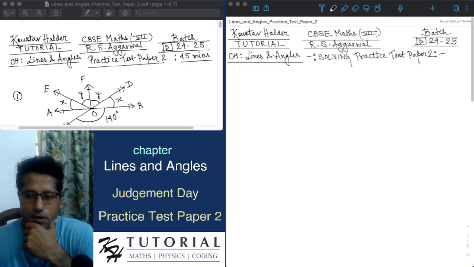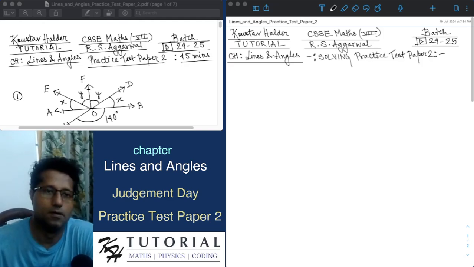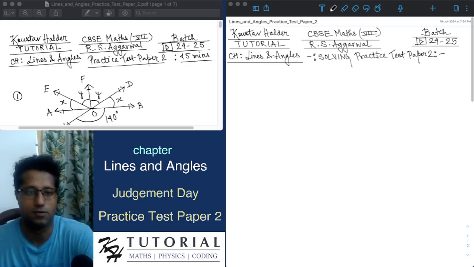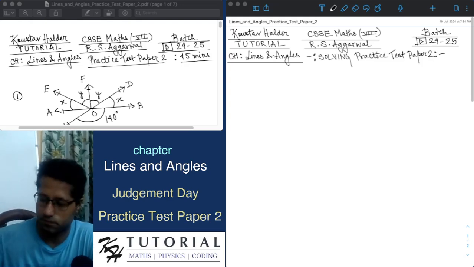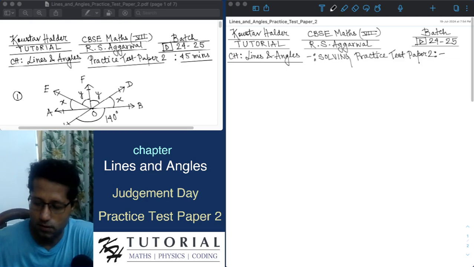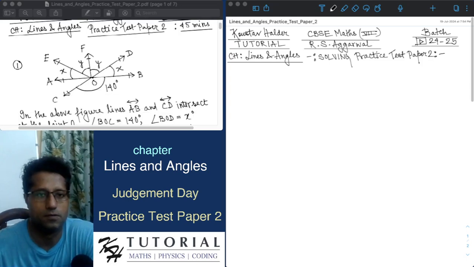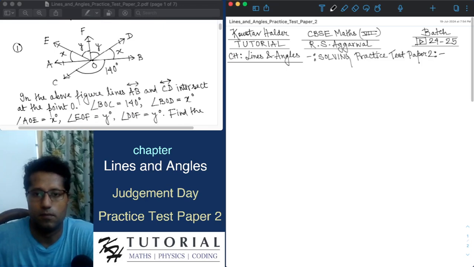So let's start with this video. Let's start solving the problems. I have the question paper, practice test paper 2, on the left hand side. I hope you can see it properly, and on the right hand side I will solve the problems. Okay, so let's start solving the problems. The first problem has a figure. It says problem number 1.